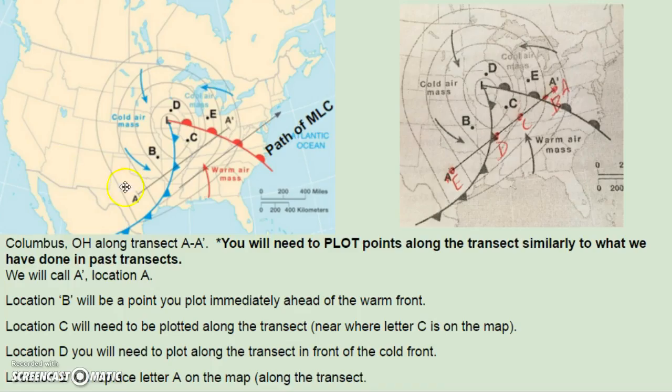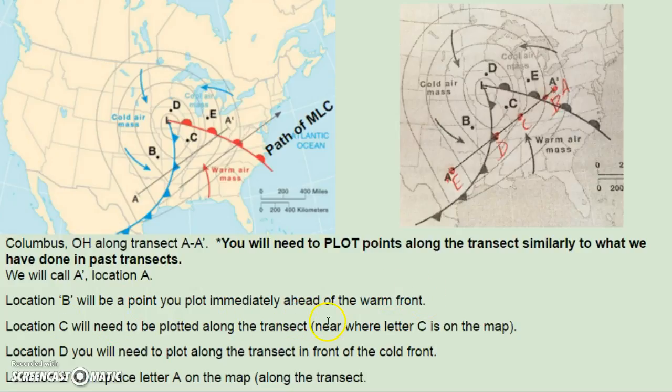The second part of your homework assignment involved Columbus, Ohio along transect A to A prime. So you'll need to plot points along the transect similarly to what we've done in the past transects. So we'll call this A prime up here. We'll call this point A, or location A. Location B, I want you to place it right next to the warm front. So I did an example here. And you'll plot it immediately ahead of the warm front.